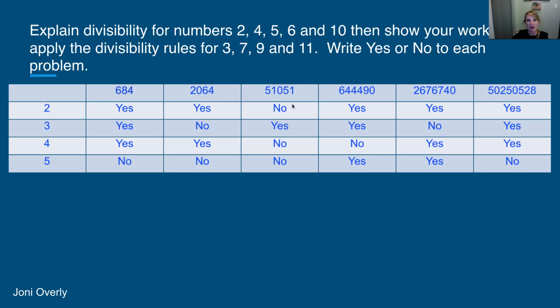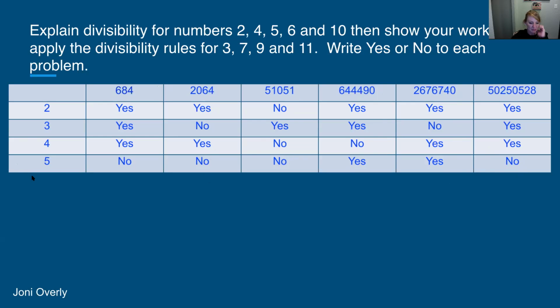We have a 4 ending on this one. It's a no. Our 1 is a no. But look right here, we have a 0. Yes, that is going to be divisible by 5. And right here, this 0 is also going to be divisible by 5. And our very last one ends in 8, and no, it is not going to be, because it's not a 0 or a 5. That was pretty simple.